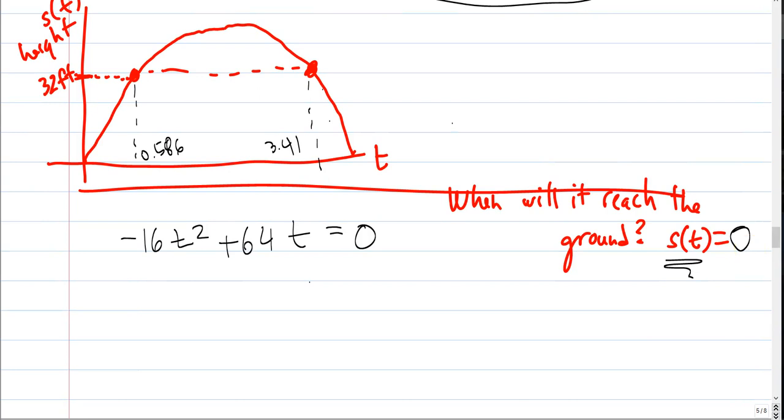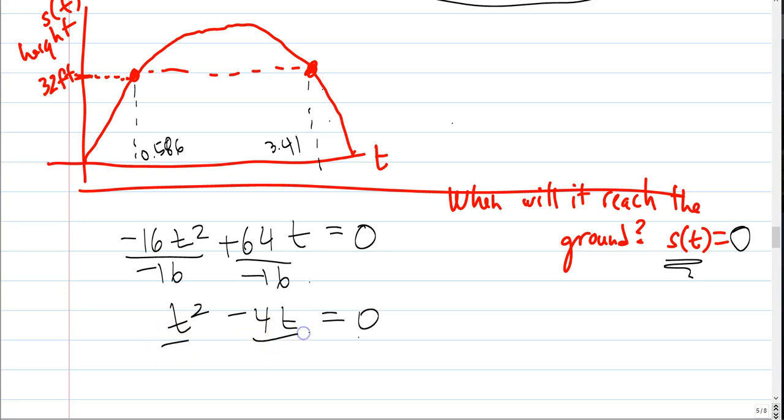Some of you are going to run this through the quadratic formula. I wouldn't. First, I would definitely divide by the negative 16 again and get t squared minus 4t equals 0. You're like, now run it through the quadratic formula. I wouldn't. Somebody says, complete the square. I wouldn't. On this one, I could just factor it. Nothing complicated. These both have a common factor of t, and if I pull that out, I have 2 groups that I can set equal to 0.